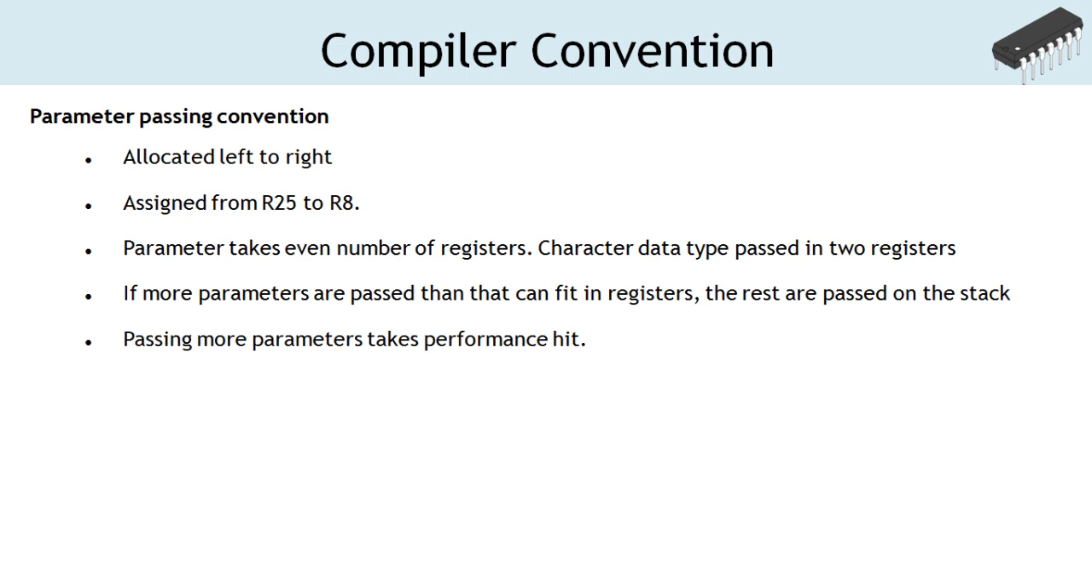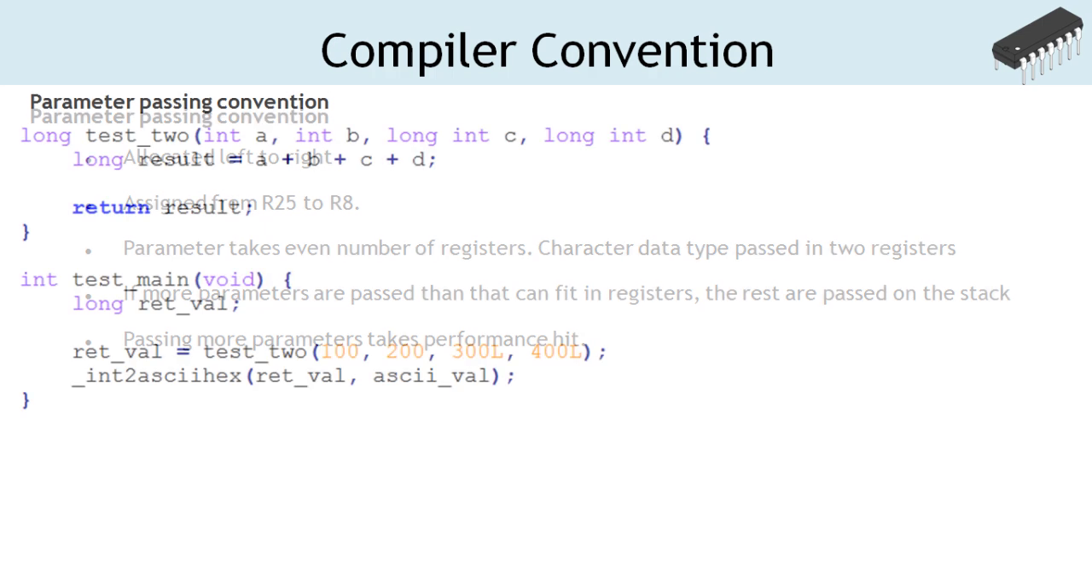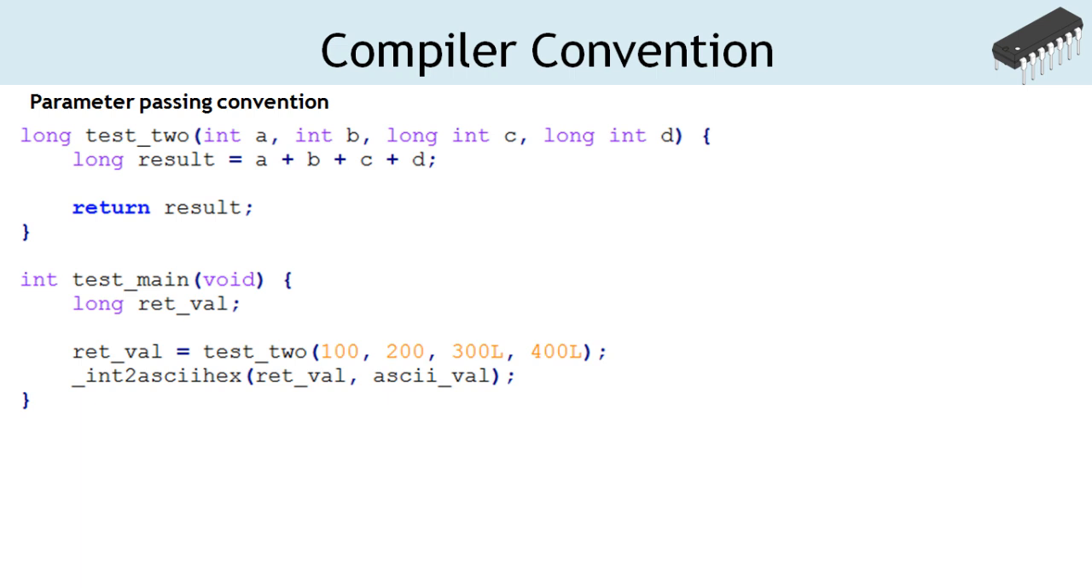Therefore, passing a large number of parameters must be avoided, as setting up the stack with the parameters causes a performance hit. Let's understand how parameter and return value are passed with an example. The program implements a function test_2, which is called from the function test_main. Both the functions are implemented in C. The function test_2 accepts four parameters, two integers and two long integers.